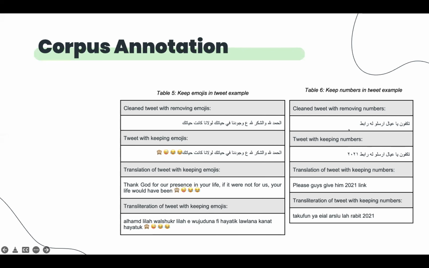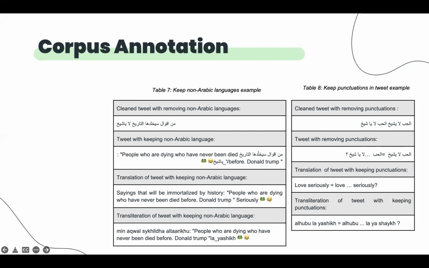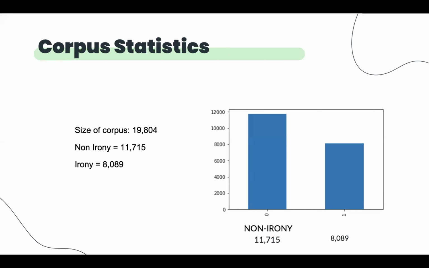For example, here, please guys give him a like, but without the number, it looks like a normal tweet, but with the number, it clarifies that this is an irony tweet. Also, here's an example of the importance of keeping the non-Arabic language and the punctuation in the tweet. Finally, we have about 8,000 irony tweets, which has about 10% more than the non-irony class.